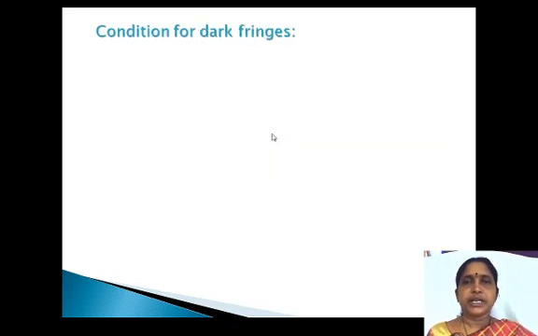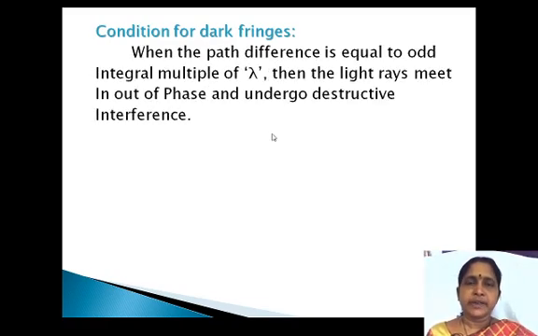Next we go to the condition for dark fringe. A dark fringe is obtained when the intensity becomes minimum. When the two reflected light rays superimpose out of phase, destructive interference takes place, and that is why the intensity becomes minimum.